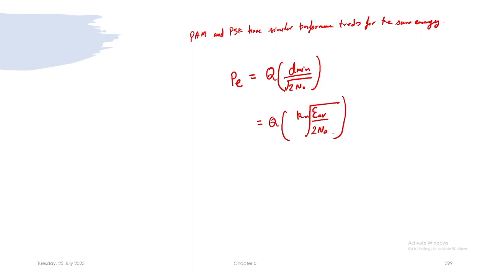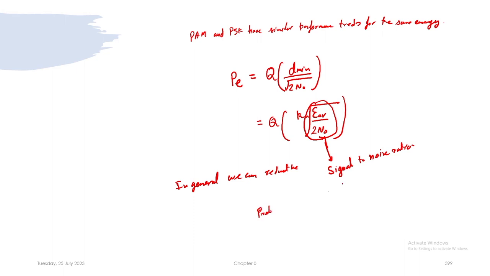So, in general, we can reduce the probability of error, or in general, this d min by N naught can be reduced to the form of the signal to noise ratio. So, E average, the average energy expended by us per symbol of the constellation, the probability of error, we can say, is a function of E average by N naught, or the average power expended by us divided by N naught, which means that we can also represent the probability of error plots in terms of E average by N naught. So, let us quickly do that, because that is the more conventional way of looking at these probabilities of error.